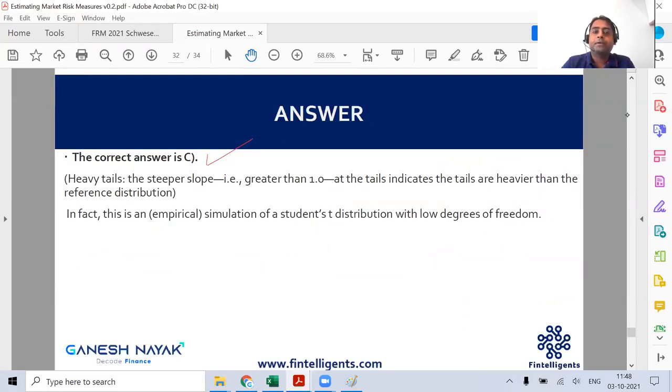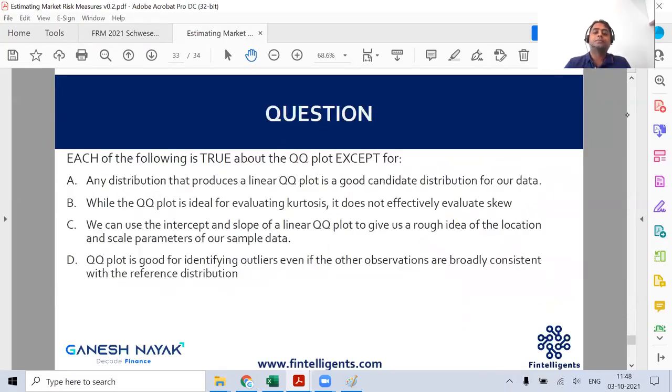All good. Let us go to this question. Each of the following is true about the QQ except what? Is A correct? Any distribution that produces a linear QQ plot is a good candidate distribution for our data. This is actually correct. We're looking for incorrect. While the QQ plot is ideal for evaluating kurtosis, it does not effectively evaluate skewness. Is this correct? B.